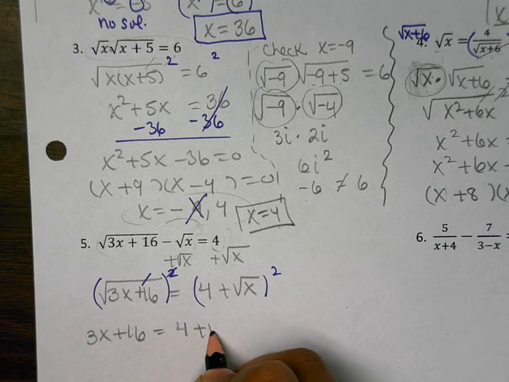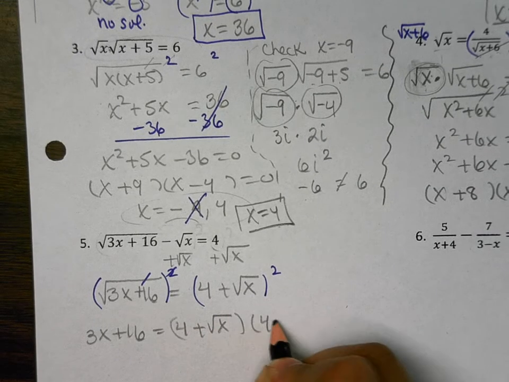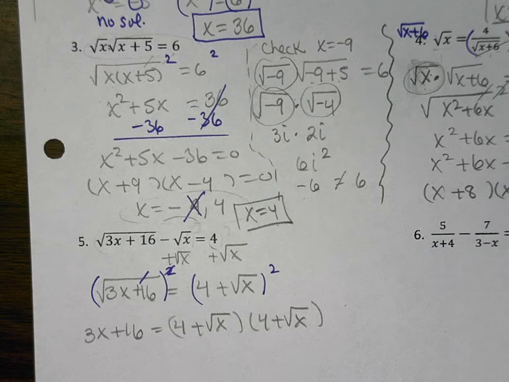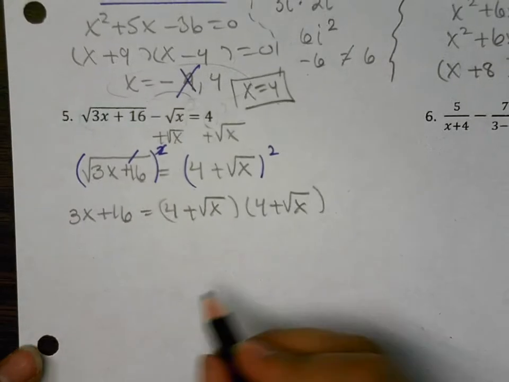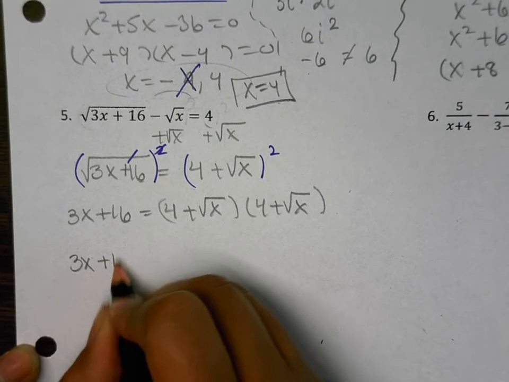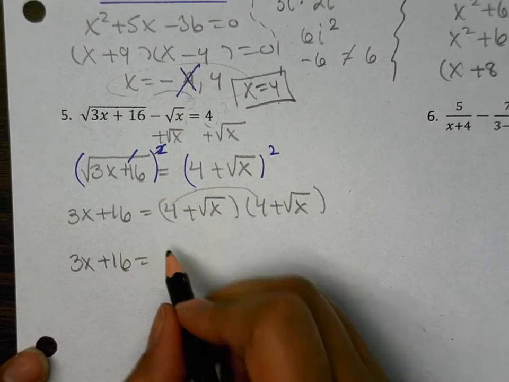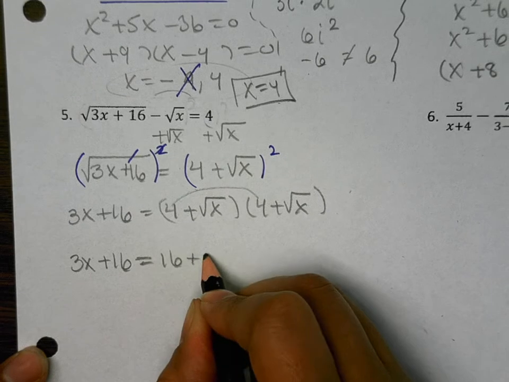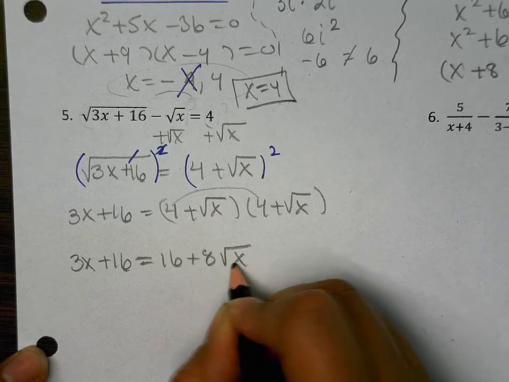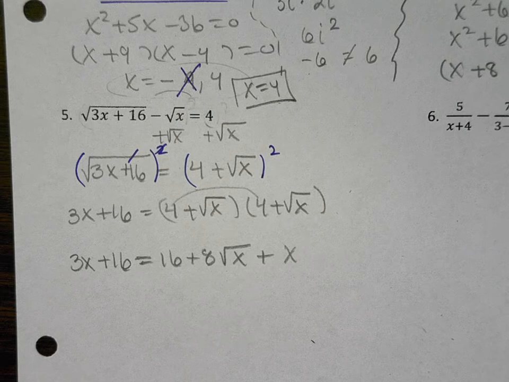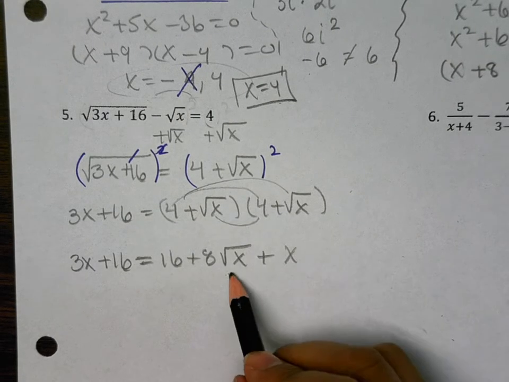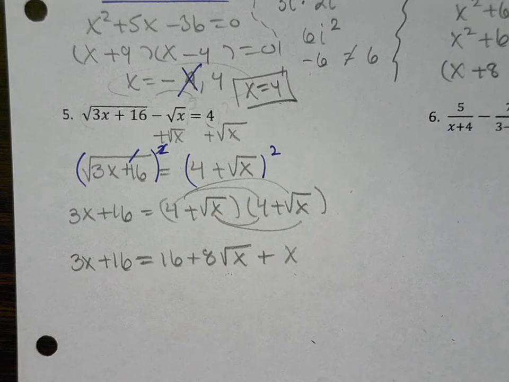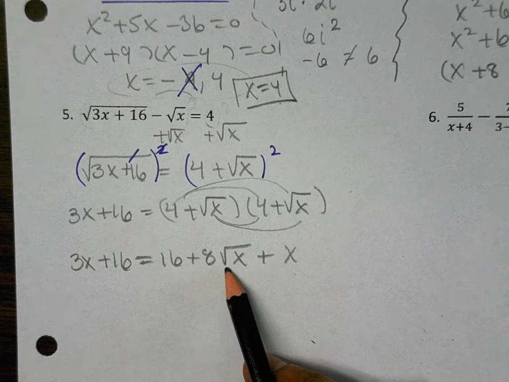3x plus 16 equals 4 plus root x times 4 plus root x. Do you guys agree? Okay. Left-hand side stays the same. 3x plus 16 equals, can you guys do this with me? What does that become? Okay, she did it all in one step. Do you guys understand where she got the 8 root x? 16 plus 4 root x plus 4 root x is that, and then root x and root x is the x.